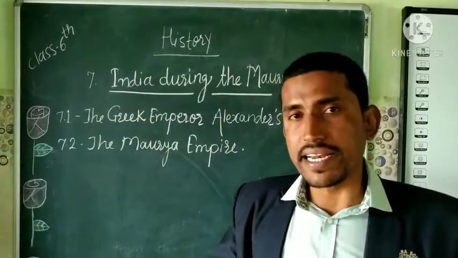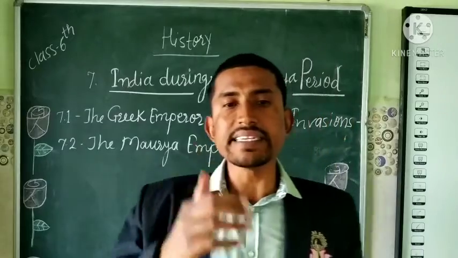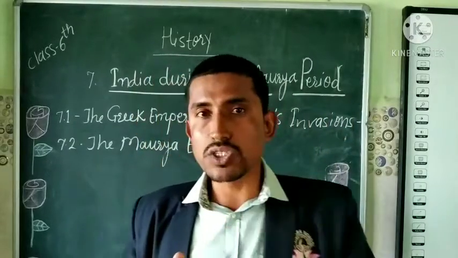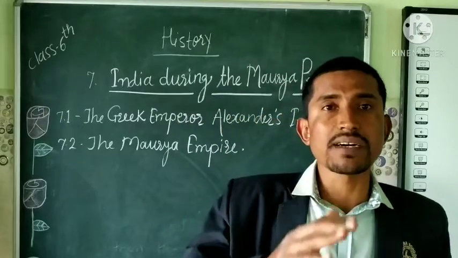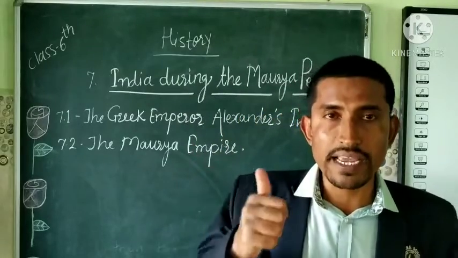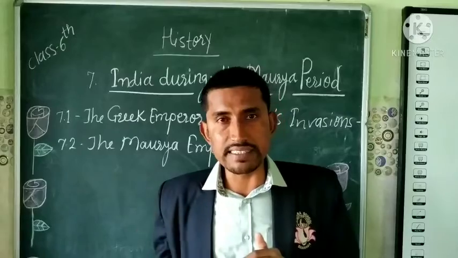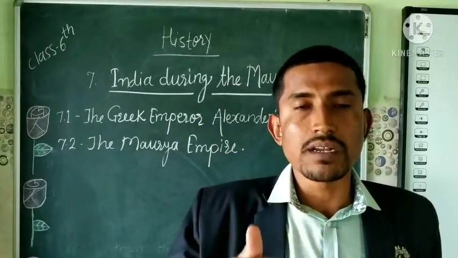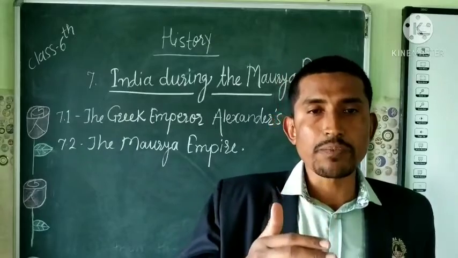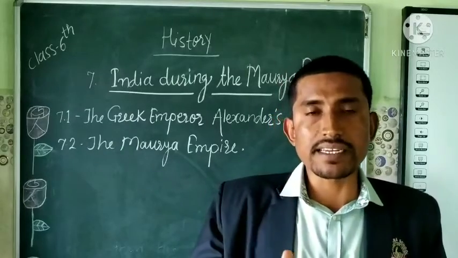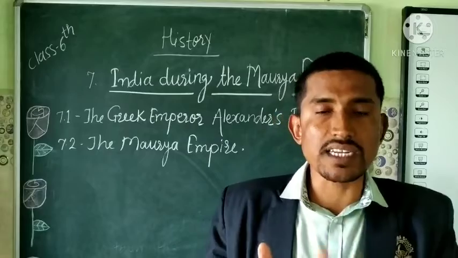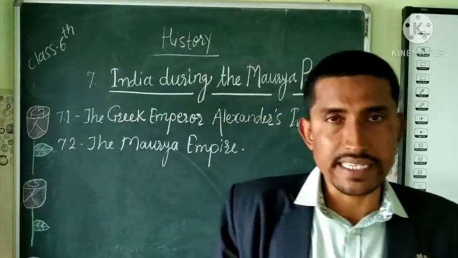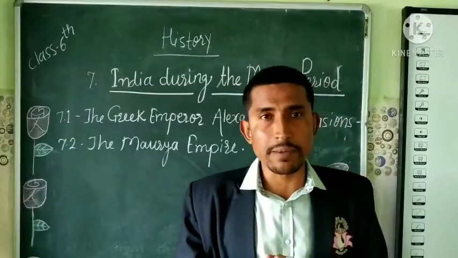So he invaded India by crossing the Indus River. Indus River is also known as Sindhu River, which is the major river of the northwest side of our India. So by crossing this Indus or Sindhu River, he marched towards India, and after that he reached Takshashila. But it was not an easy task for him.